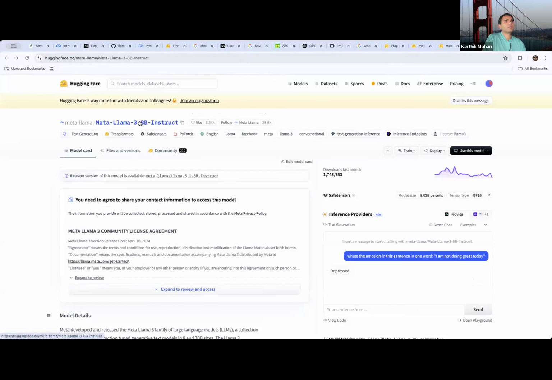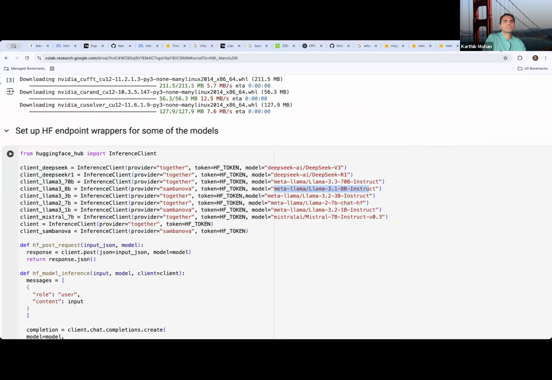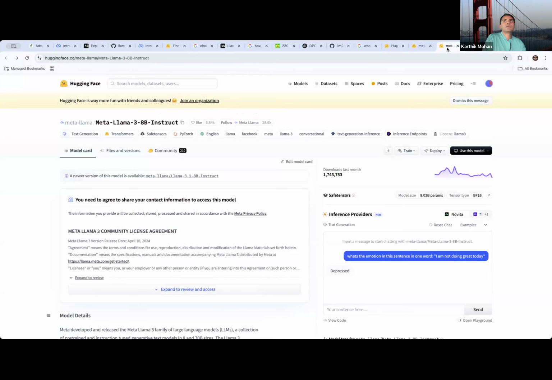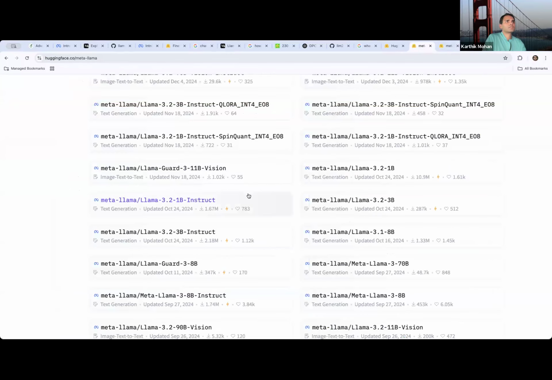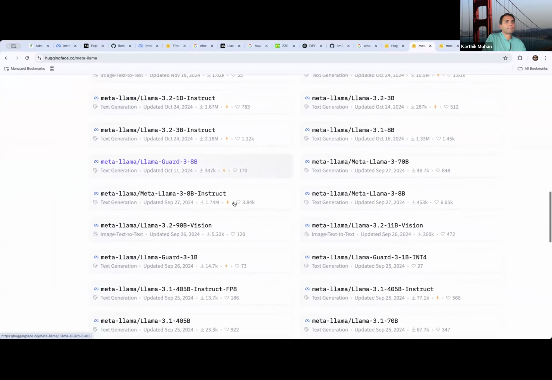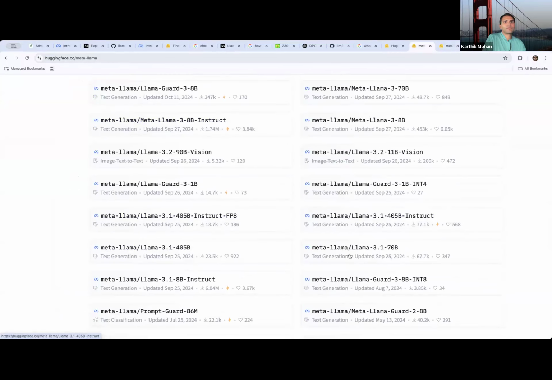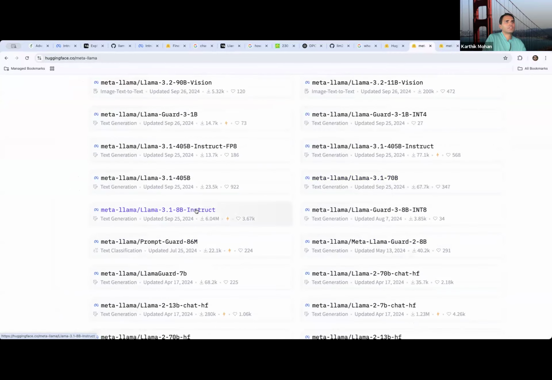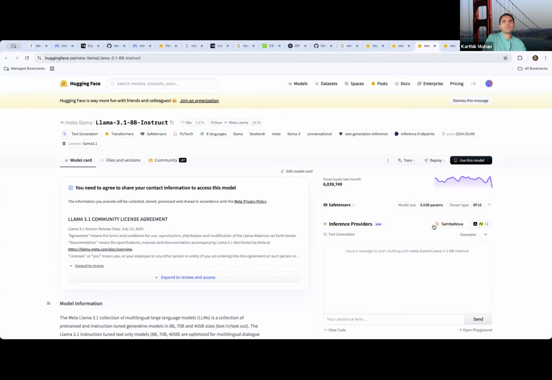So I go to the Meta Llama 3 8 billion Instruct, and then I look at who the inference providers are here. So maybe I'm using a different version. What is this version here? 3.1. Okay. Yeah, this one. So again, the version number matters. So for 3.1, you can see the top inference provider is Samba Nova. I don't see Together AI, but Samba Nova is available.